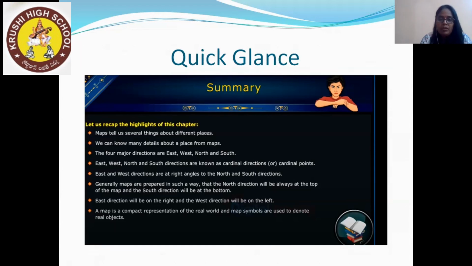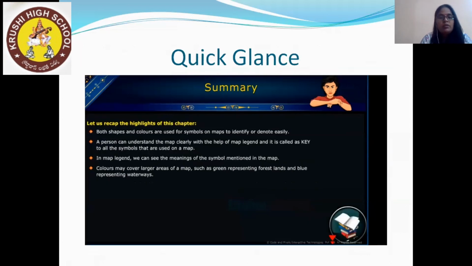A map is a compact representation of the real world, and map symbols are used to denote real objects. Both shapes and colors are used for symbols on a map to identify or denote easily. A person can understand the map clearly with the help of the map legend, or the key to all the symbols that are used on a map. In a map legend, we can see the meaning of the symbols mentioned in the map. Color may cover large areas of a map, such as green representing forest lands and blue representing waterways.